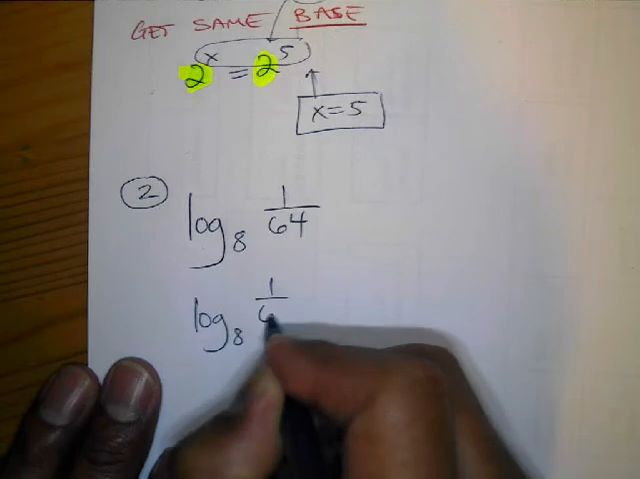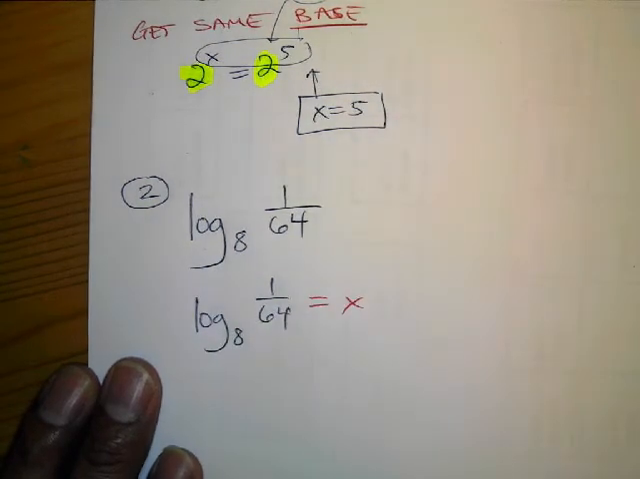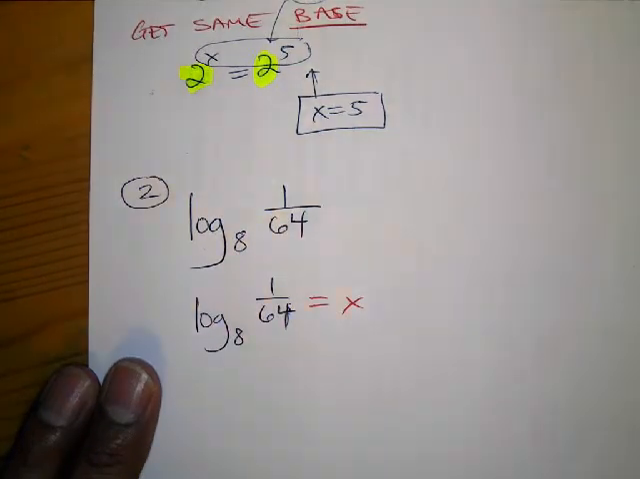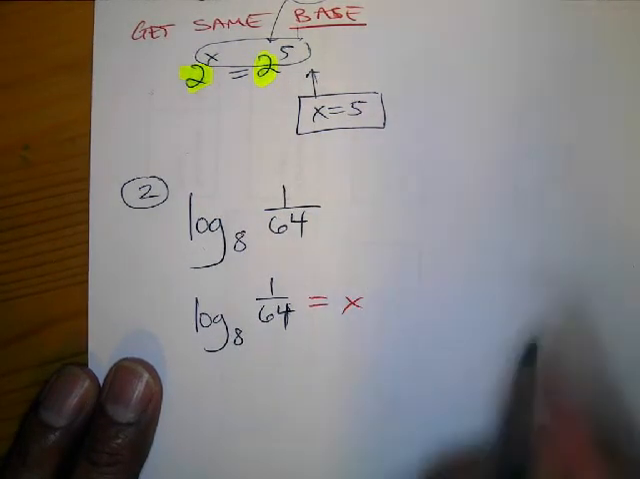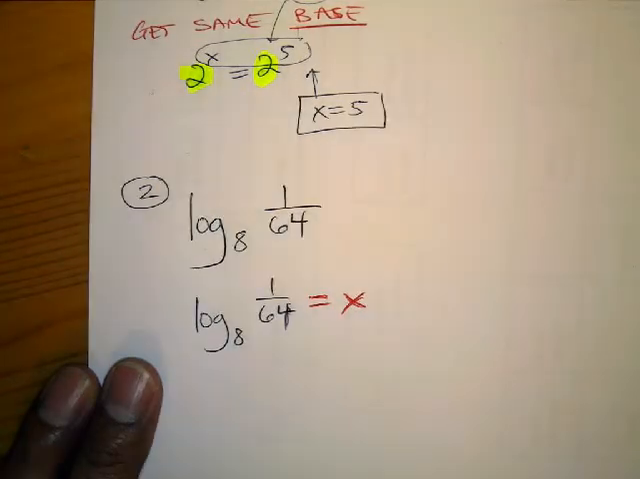So what's the deal here? Well, we got to put equals x, right? That's the part that's missing, because I have to change it to exponential form, right? Usually it says equals a number or something, and if it doesn't, you have to add this part.